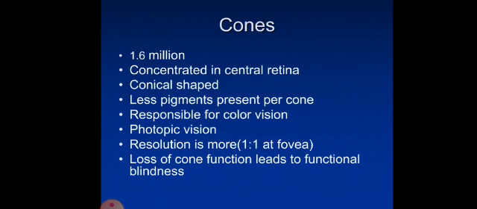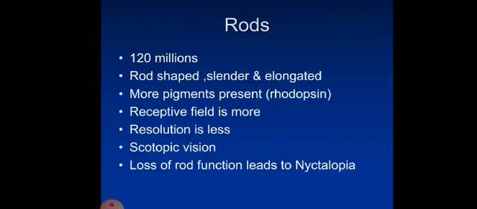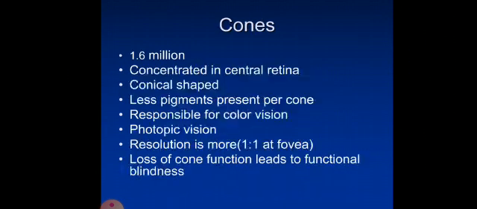Now if you look at cones, their number is 1.6 million, compared to 120 million, so you can compare the number. They are concentrated in the central retina, and they are conical in shape, that's why they get the name. Less pigment is present per cone. The cones are responsible for color vision, photopic vision, and their resolution is more, 1:1 at the fovea. Loss of cone function leads to functional blindness.